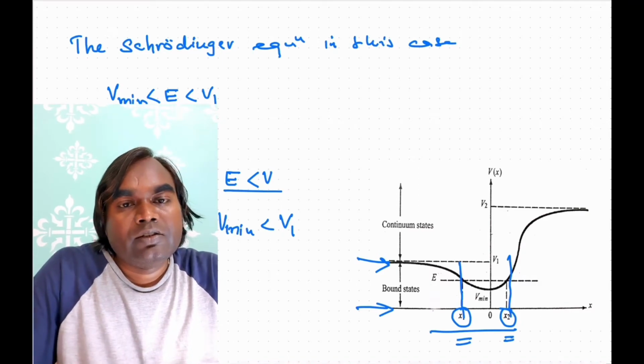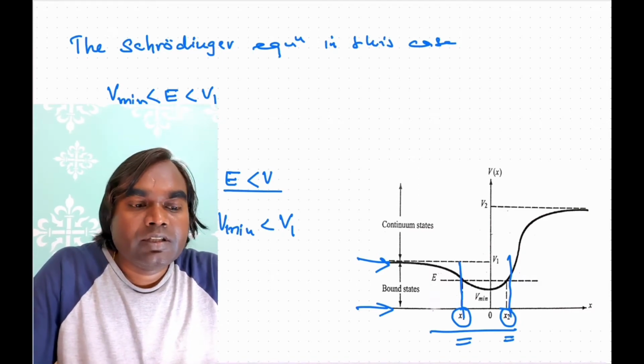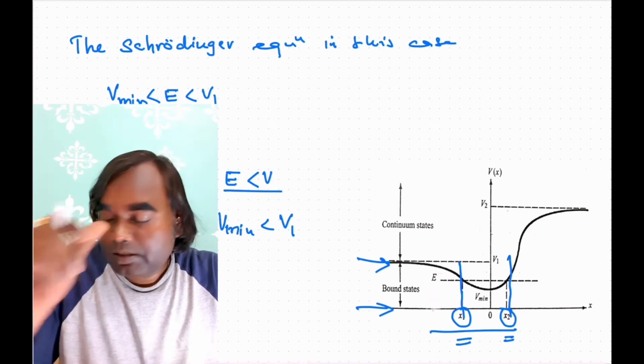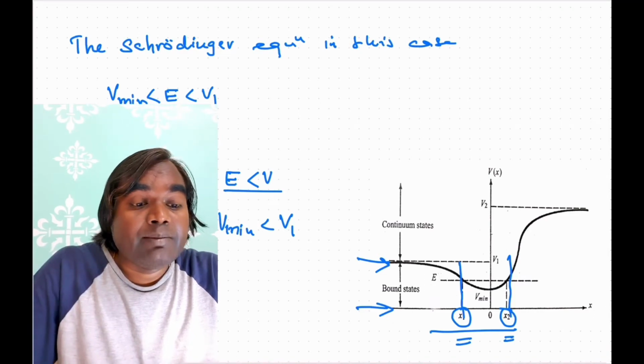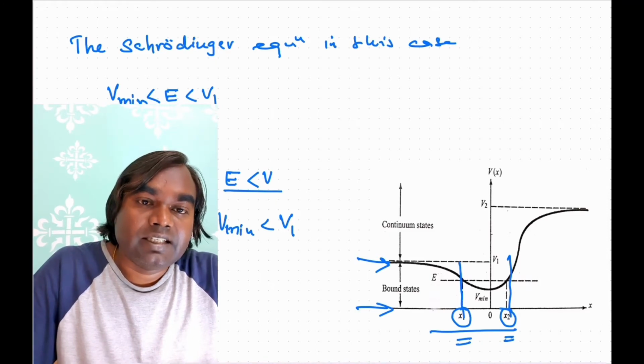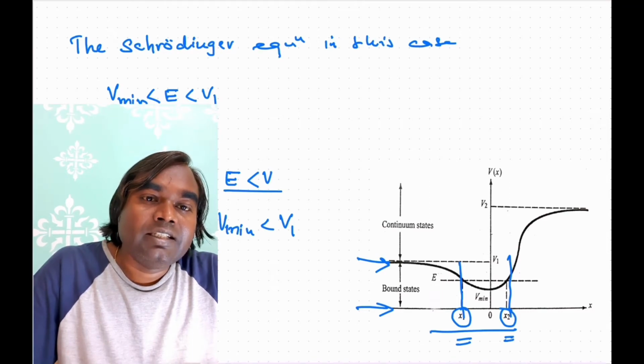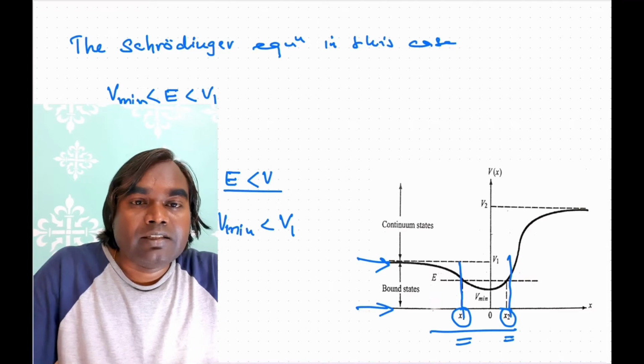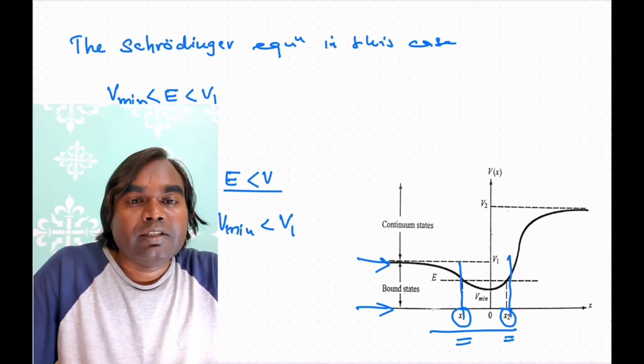There are theorems which describe the bound state system. The theorem states that in a one-dimensional problem, the energy levels of a bound state system are discrete and not degenerate. That means the energy levels of a system in a bound state are discrete and not degenerate. Not degenerate means that every eigenstate will have its own particular eigenvalue.